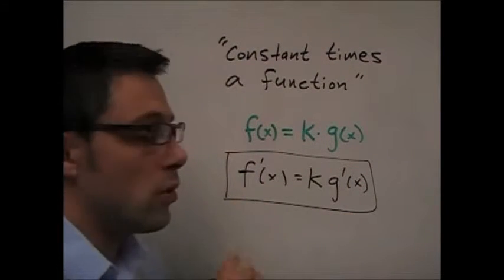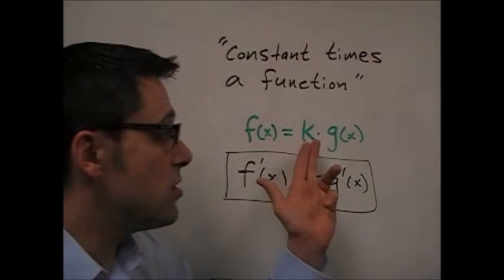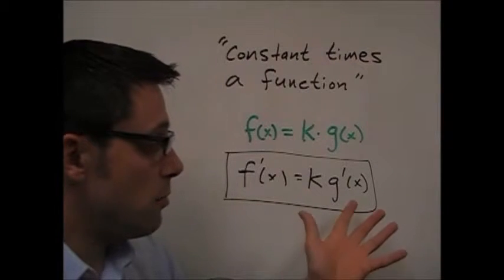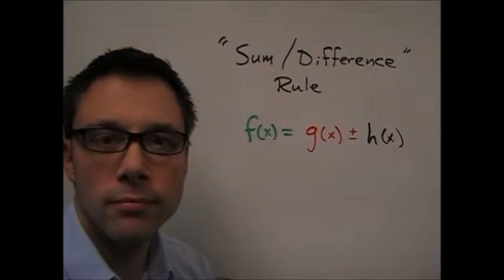If we have a function, we want to take the derivative of it, and it's defined as a constant multiplied by a function, I simply get the constant multiplied by the derivative of that function.